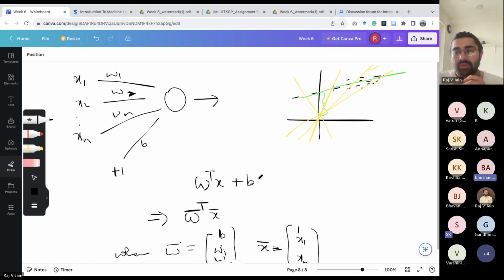So in neural networks, what you're saying is that biases need to be learned and the input to the bias is generally kept as +1. Correct. As a convention, correct.